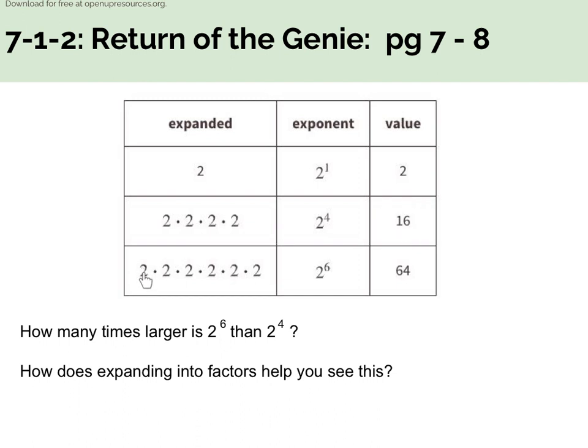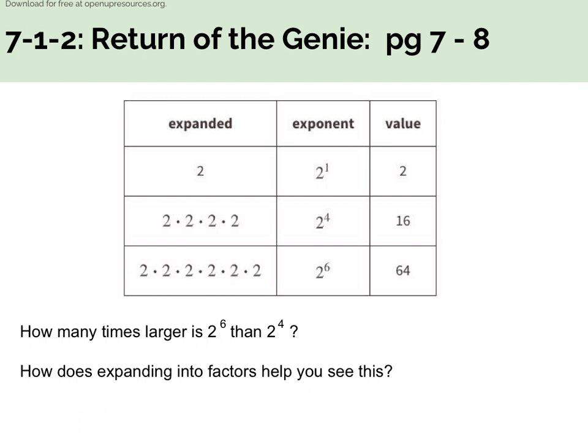So the base, what is repeated over and over again? 1, 2, 3, 4, 5, 6. So 2 is being repeated 6 times, and the value is 64. Let's think about it. How many times larger is 2 to the 6th than 2 to the 4th? And how does expanding into factors help you see this? Go ahead and pause this, answer that question, and then come back to me.